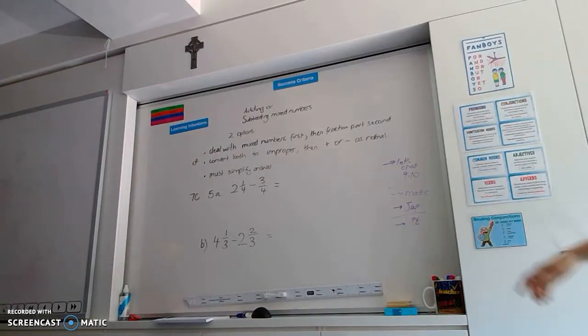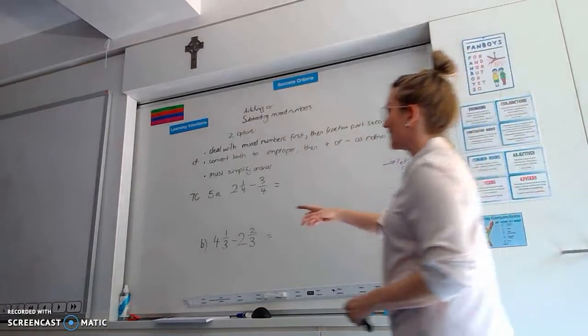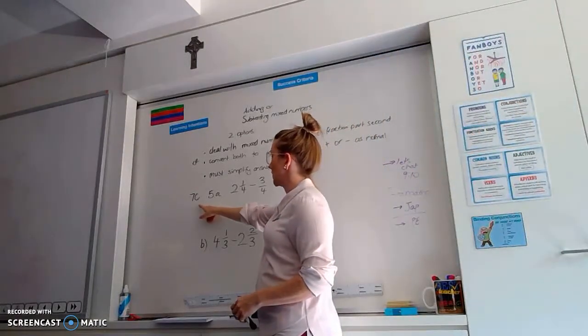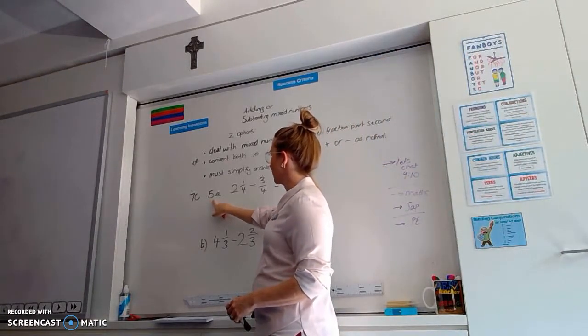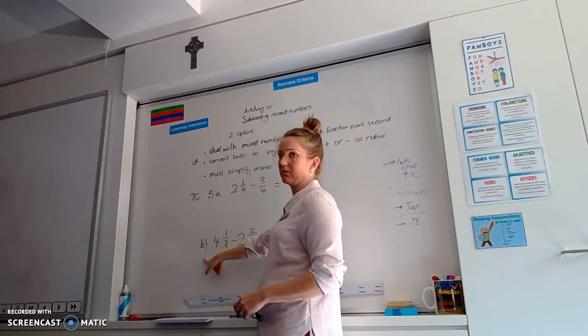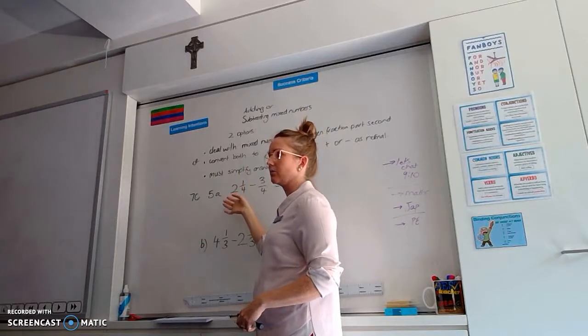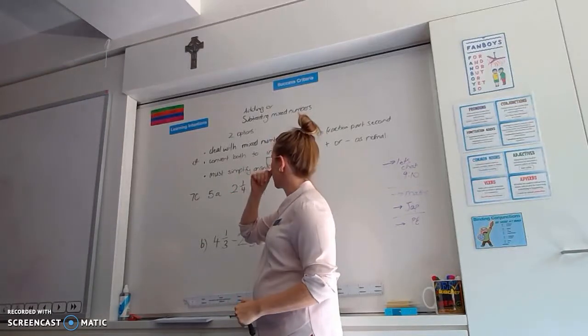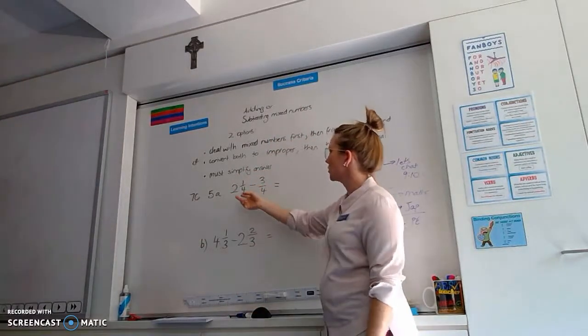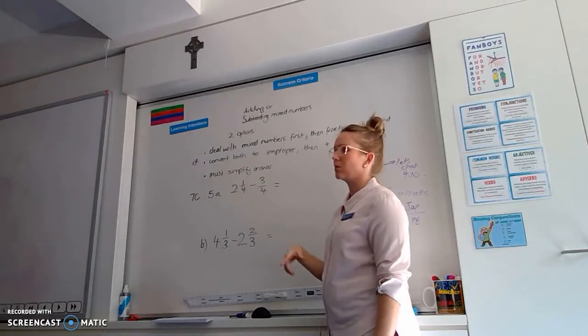Okay, so these are actually questions from 7C in your text, and we're going to do some more of these in a minute from question 5. So this is question A and this is B already. Alrighty? I'm going to get you to type this up in a second or write it in your book, so you don't need to do it just now. Okay, so the question is 2 1/4 take away 3/4.